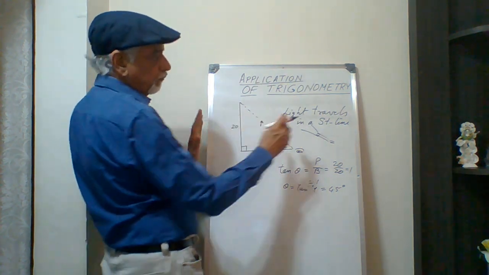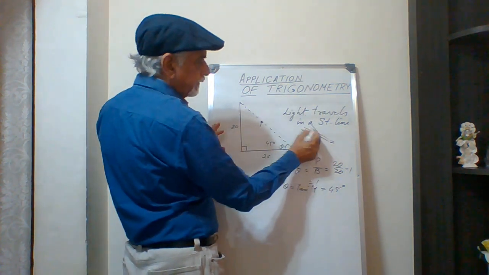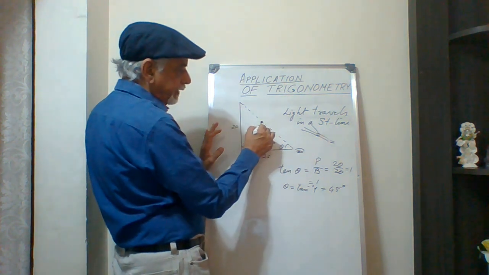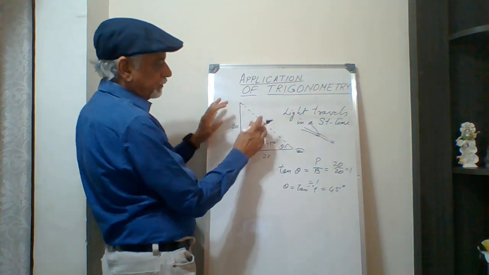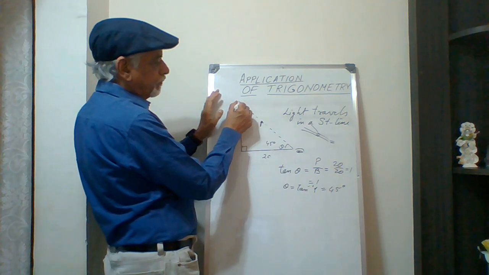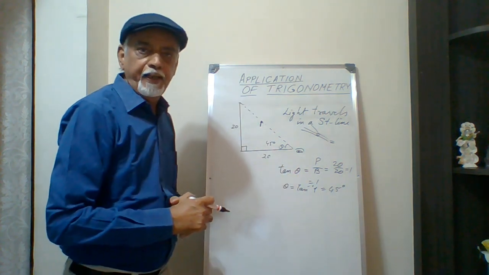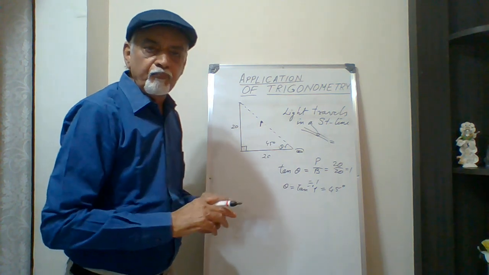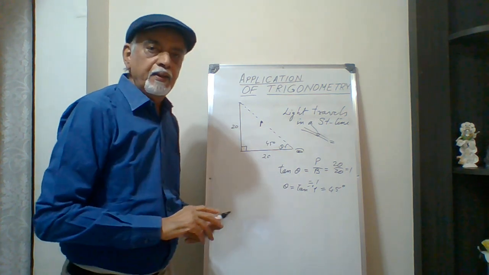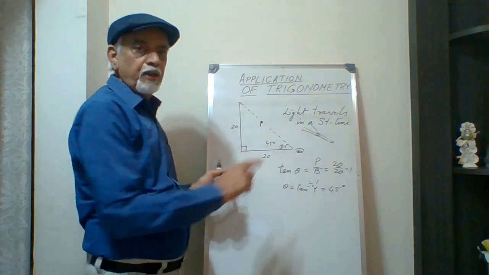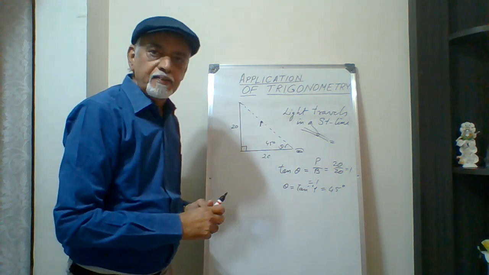So to make it more concentrated, I put one more pin here or a pointed object, so that the head of this and the tip of this coincide in one line. Then as per the theory of light, the experiments of reflection and refraction, you can make it in a straight line. So this is how we measure the angles.